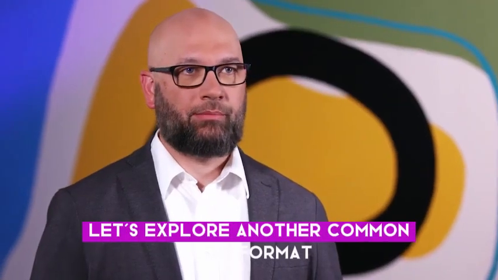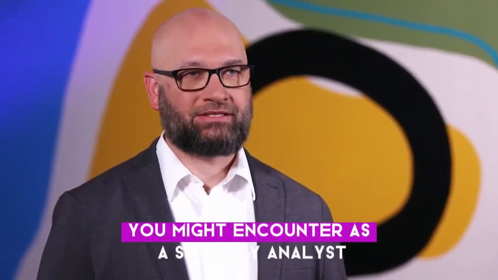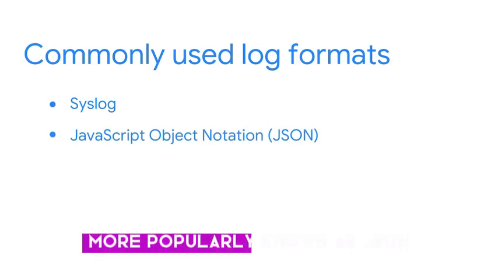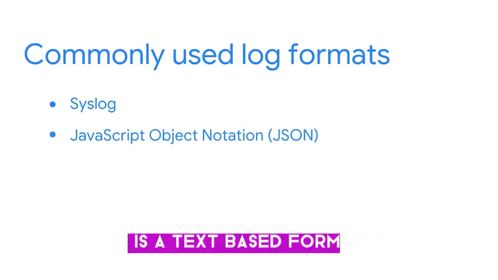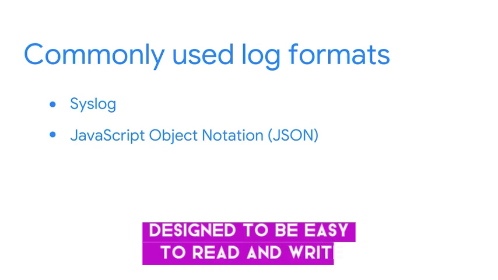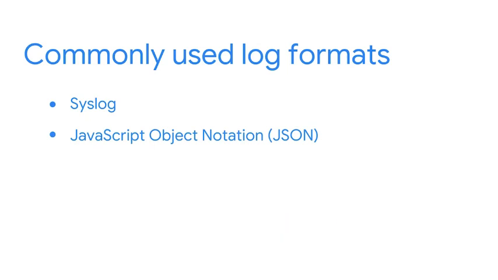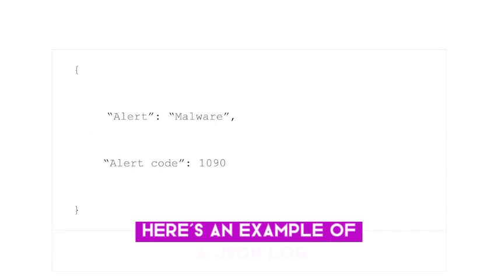Let's explore another common log format you might encounter as a security analyst. JavaScript Object Notation, more popularly known as JSON, is a text-based format designed to be easy to read and write. It also uses key value pairs to structure data. Here's an example of a JSON log.